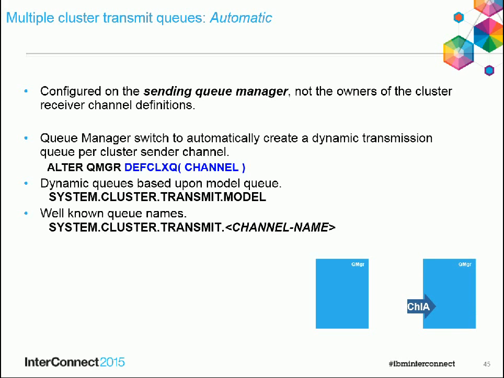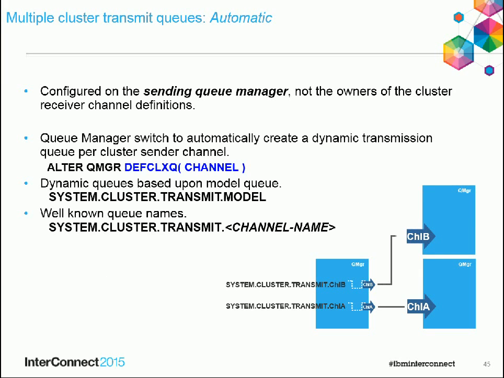So we've got channel A comes along, at which point the left-hand queue manager will automatically create a channel A transmission queue called SYSTEM.CLUSTER.TRANSMIT and then the name of the channel, and that's where all the messages for that single channel are going to go. And any additional channels that come along each automatically get their own transmission queue, and the queue manager will clean those transmission queues up as well when they're no longer needed. So that's the automatic mode. Obviously, if you've got lots and lots of channels, you'll end up with lots and lots of individual transmission queues.